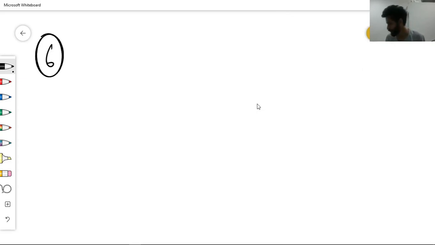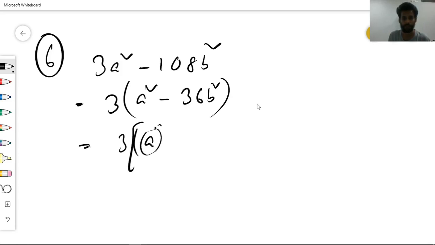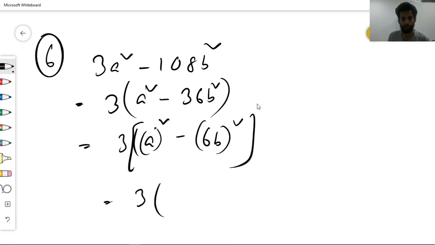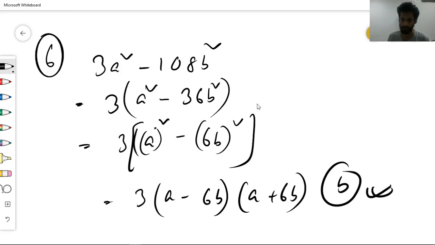6. The factors of this are 3a square minus 108b square. This will be 3 common, here it will be a square minus 36b square. 3a square minus 6b whole square, so 3 into a minus 6b, a plus 6b. So the option is B. Option number B is right. Okay. Now 7.